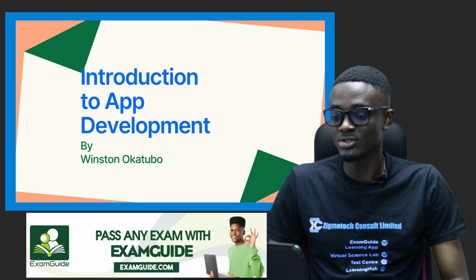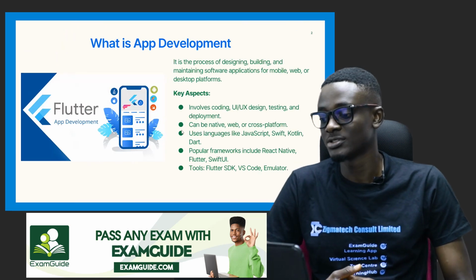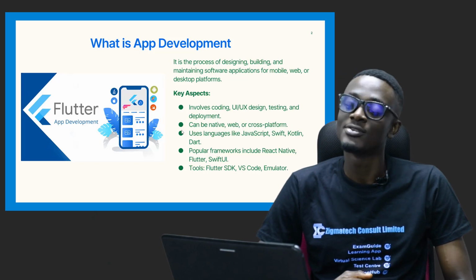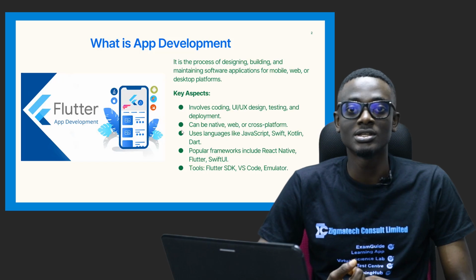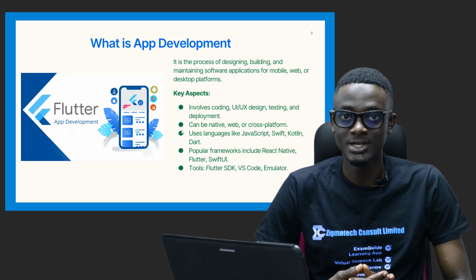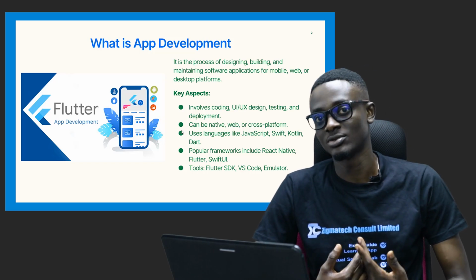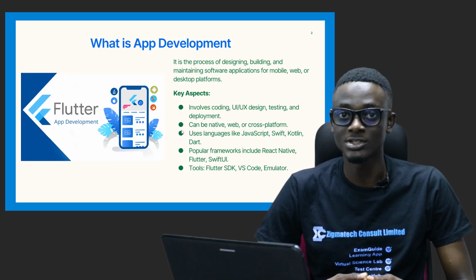So the first thing we're going to be looking at is what app development really is. Alright, so app development is the process of designing, building, and maintaining software applications on mobile, web, or desktop platforms. Now, this means that app development is not just limited to mobile apps. So when I say mobile apps, I mean like Android and iOS. So it also cuts across web and desktop applications.